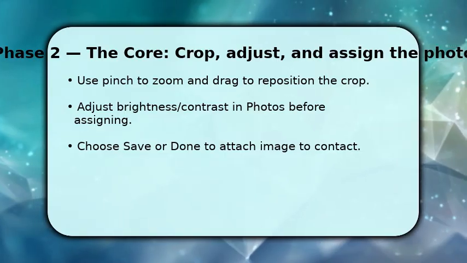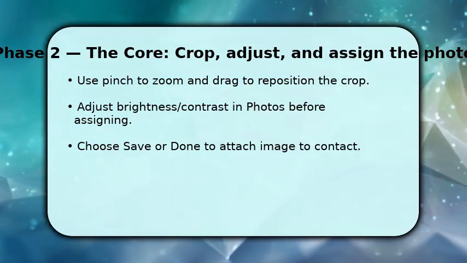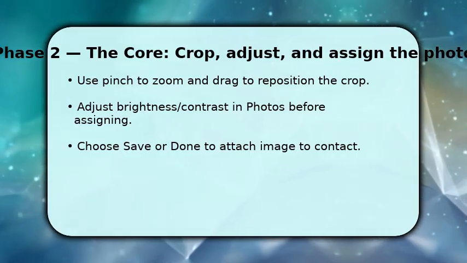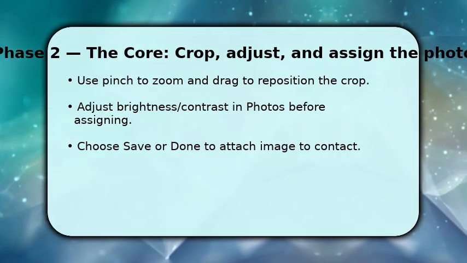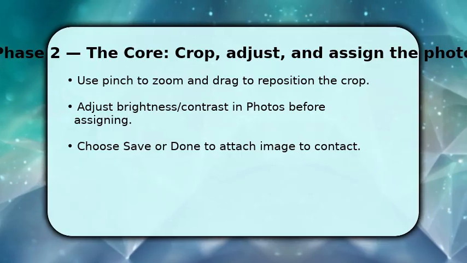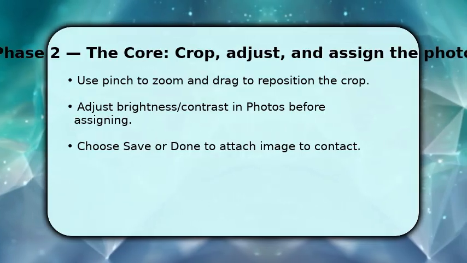If colors or exposure are off, edit in Photos first. Adjust brightness and contrast because the contact photo will reflect those changes. After adjustments, confirm by tapping Save or Done. The image is then embedded with the contact and will appear in calls and messages.